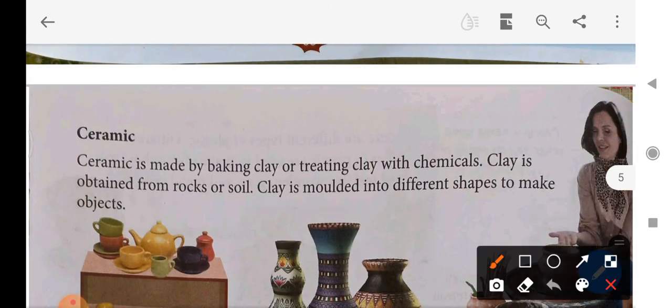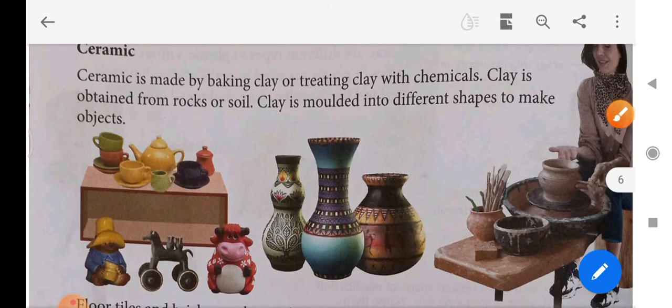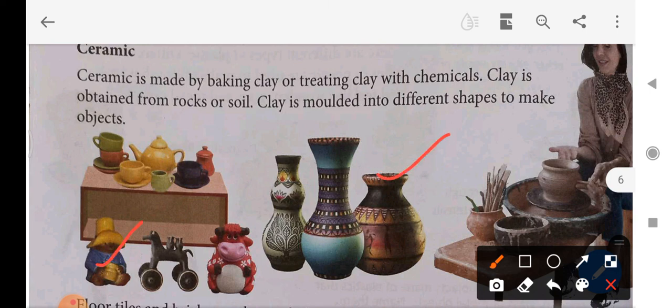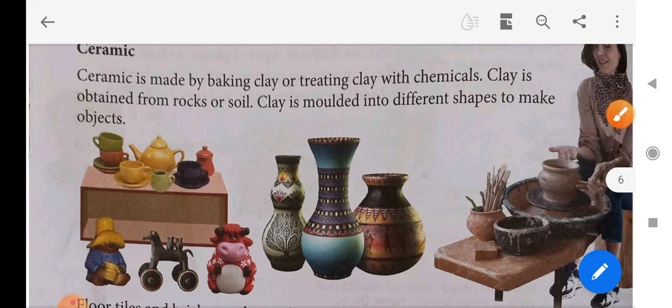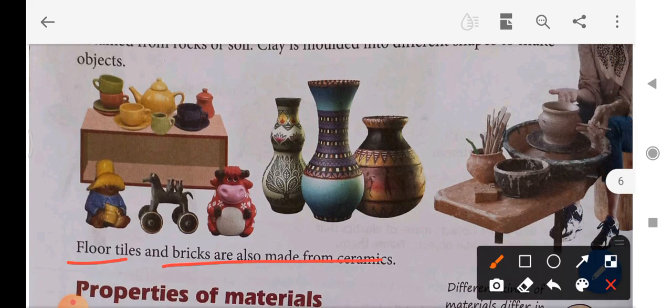The next one, ceramic. Ceramic is made by baking clay or treating clay. This clay is obtained from rock or soil, and it is molded into different shapes to make different objects such as flower vases, toys and cooking utensils. And floor tiles and bricks are also made from ceramics.